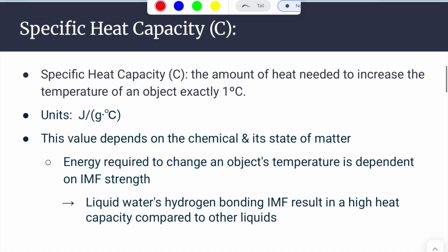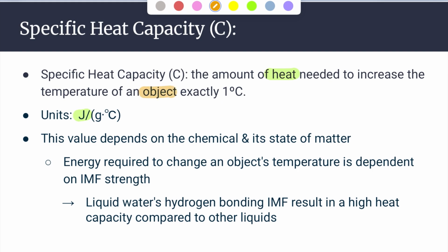So each substance has a specific amount of heat that is needed to increase the temperature of an object. And so when we're looking at how can we measure that, because it is going to vary for each object, how much energy is required, that is called the specific heat capacity, which we use a capital C as our variable. And so that specific heat capacity is the amount of heat needed to increase the temperature of an object exactly 1 degree Celsius. And so because we are looking at the amount of heat, measured in joules, needed to increase the temperature of an object.